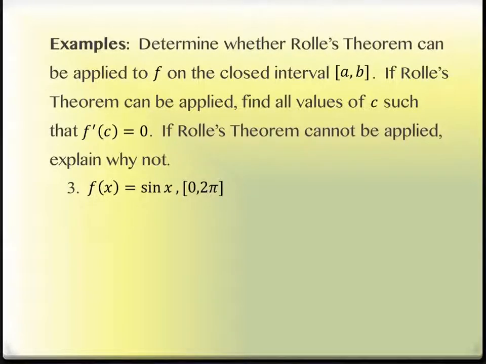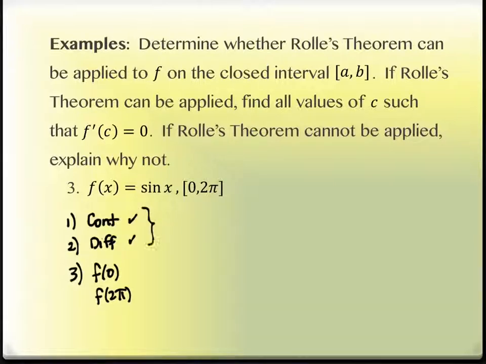Okay, got one more, a trig one. Same directions. Similar to the problem on the last section that we did. So again, continuous, differentiable, and then we would need to check that f of 0 and f of 2 pi in this case are the same. So these are the 3 checking points. Is it continuous? Yes. Is it differentiable? Yes. And what is the reason why? Yeah, because it's a sine function or because it's sinusoidal. Yeah, that's good too.